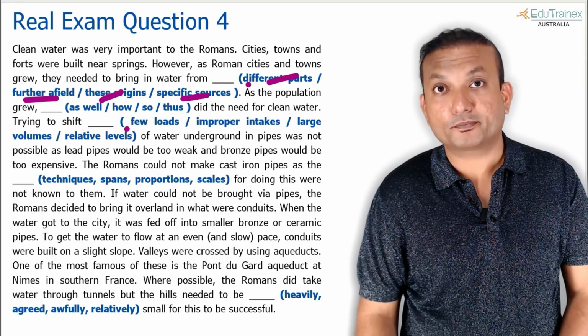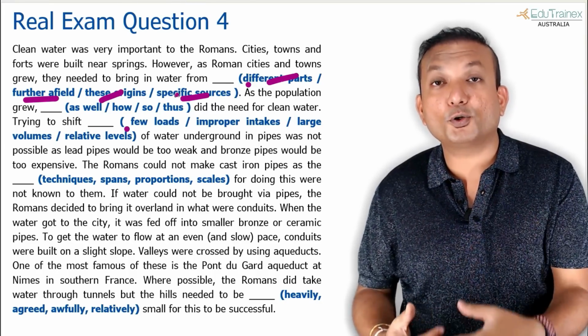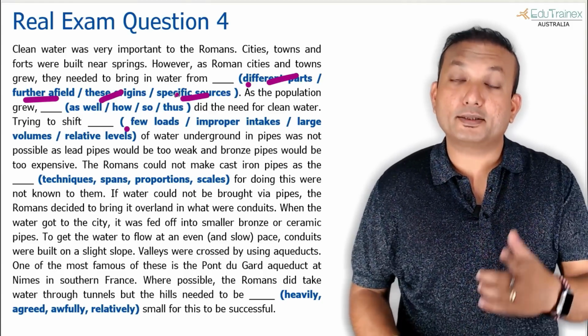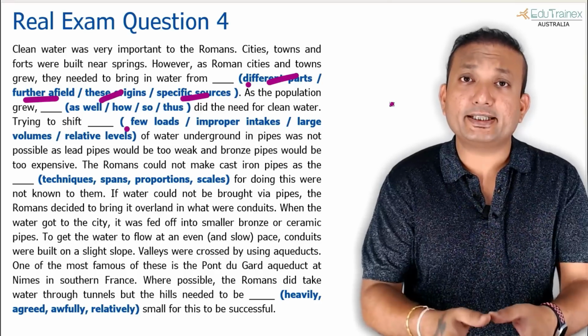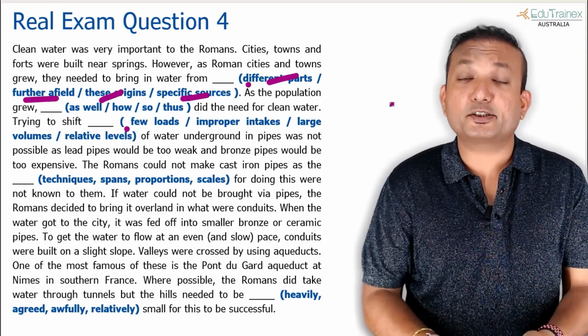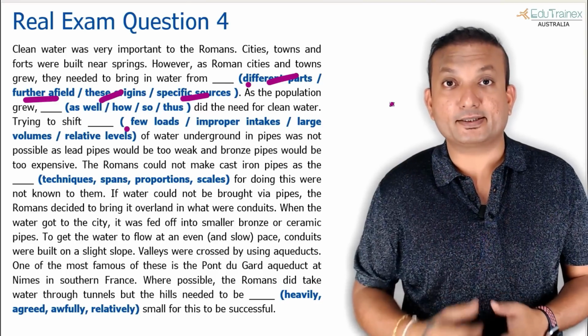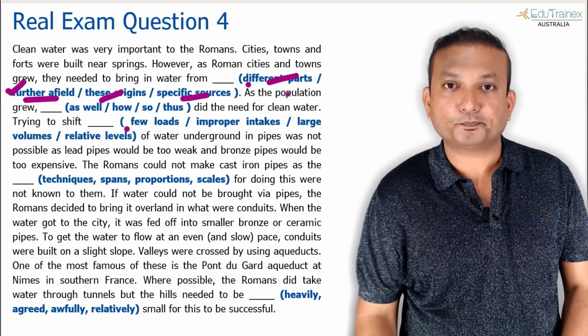Further afield. What is the meaning of afield? Afield means something that is not close, something that is very far, further afield. And that is fitting the context here. Because initially they grew the cities near water bodies like springs, but when they grew, they had to get it from farther places, right? That's making sense. So this is the best answer, further afield.